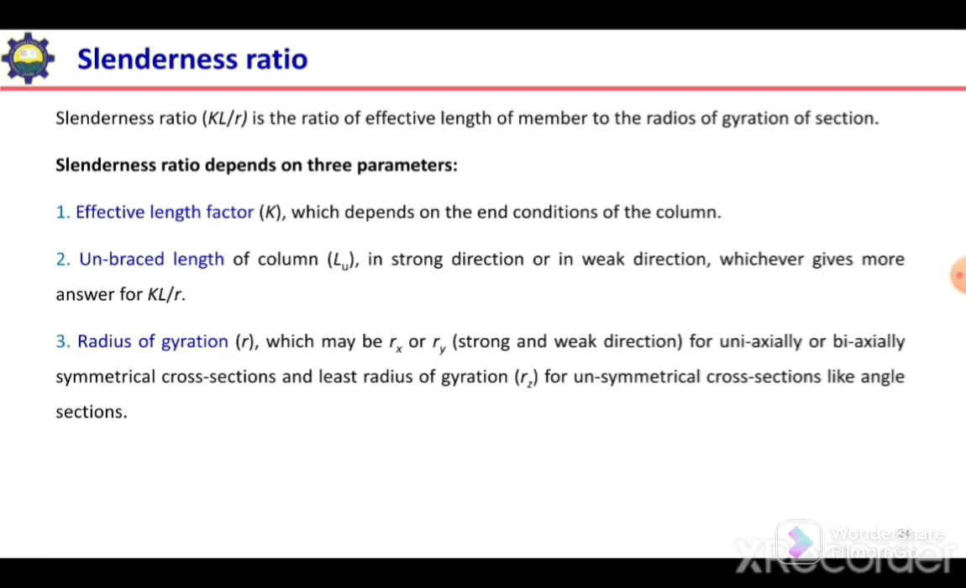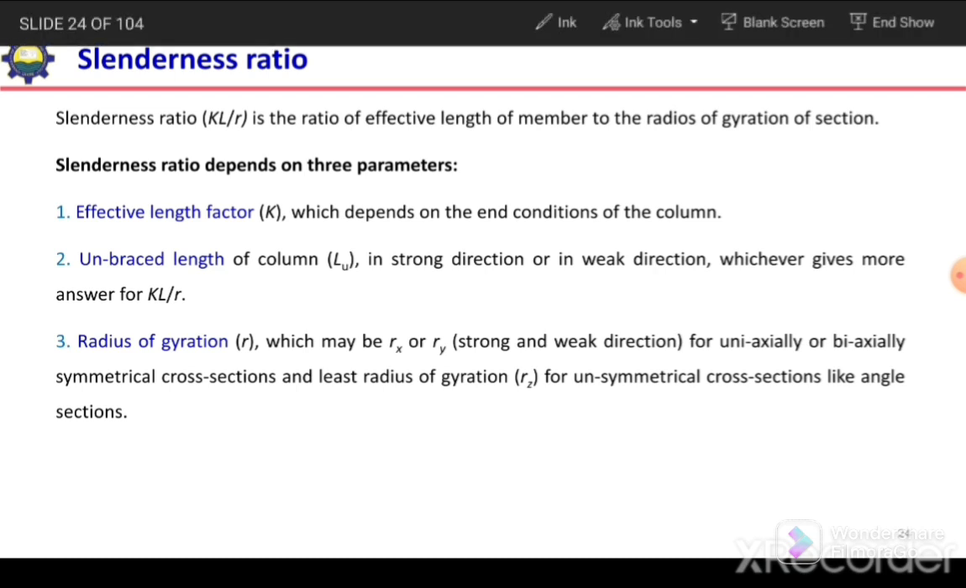And we have seen that the overall buckling or global instability of a compression member is governed by the slenderness ratio of the member. So in this video, we are going to study the slenderness ratio, how it is calculated, and on what factors the slenderness ratio depends. So first of all, slenderness ratio.